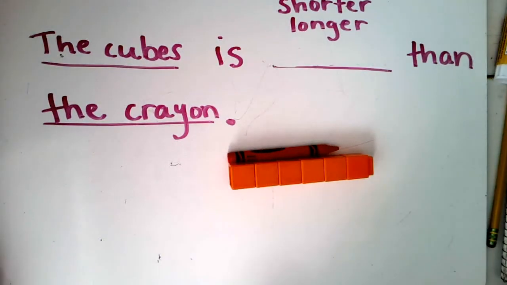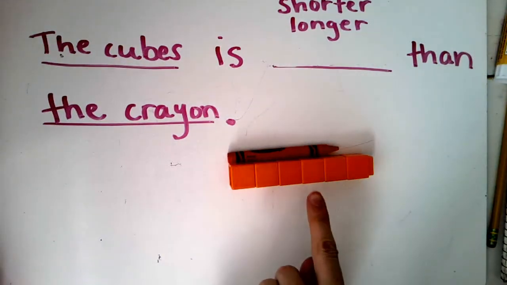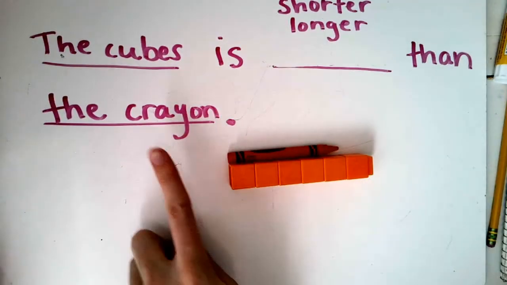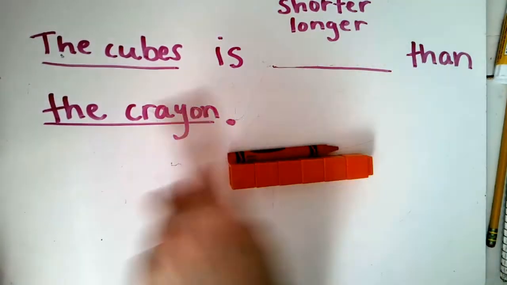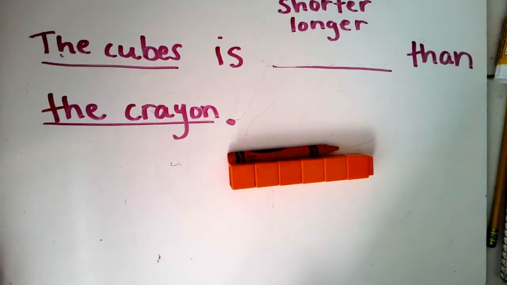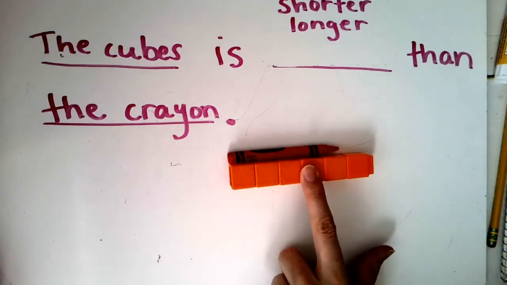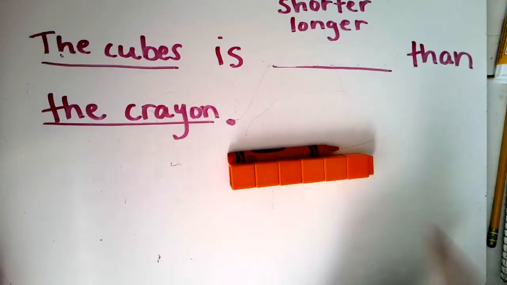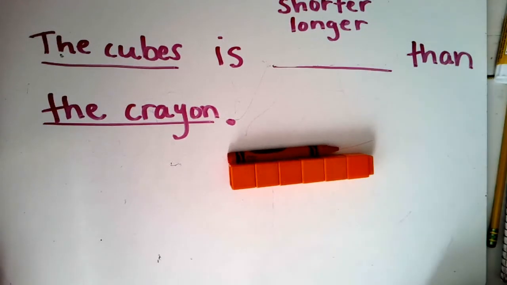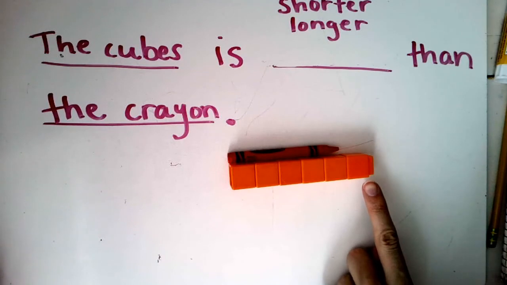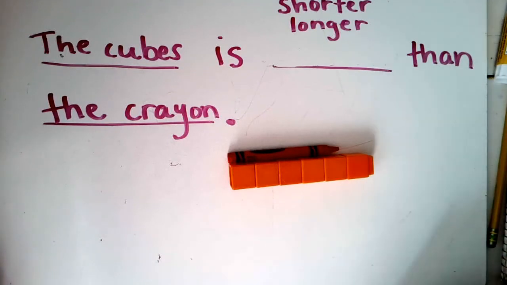Now, looking at it, are the cubes shorter than the crayon? Do they stop before the crayon, or are the cubes longer than the crayon? Which sentence is true? I see the cubes go much past the end of that crayon, don't they? About a whole cube's length worth.